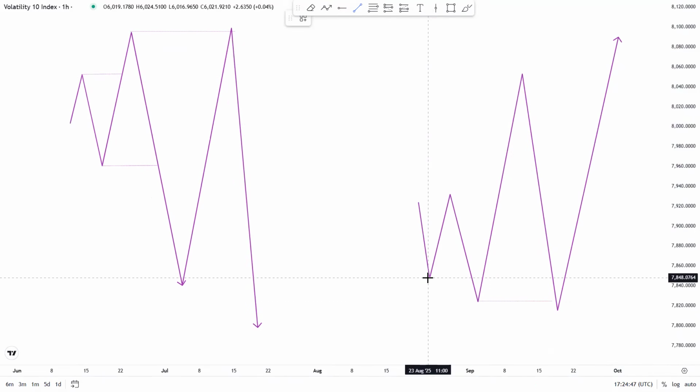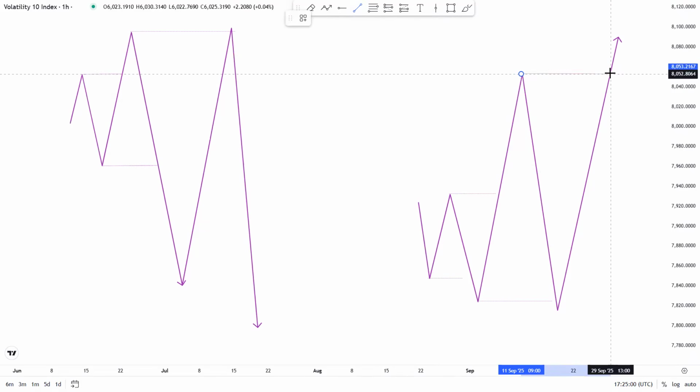So this is your sweep. This is your transactional liquidity. Price took it out. Then what happened? Price will come back and this will be your target. So this is liquidity. This is liquidity.